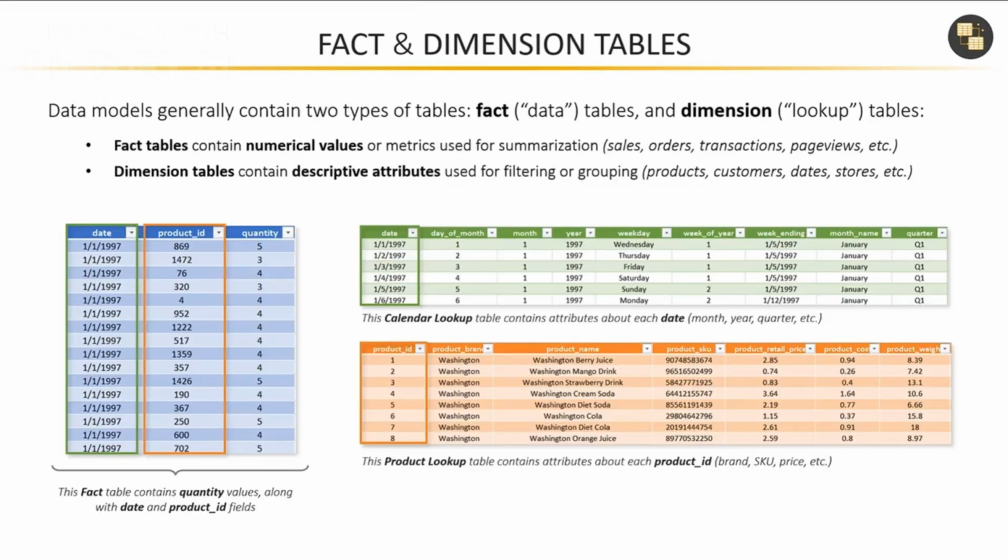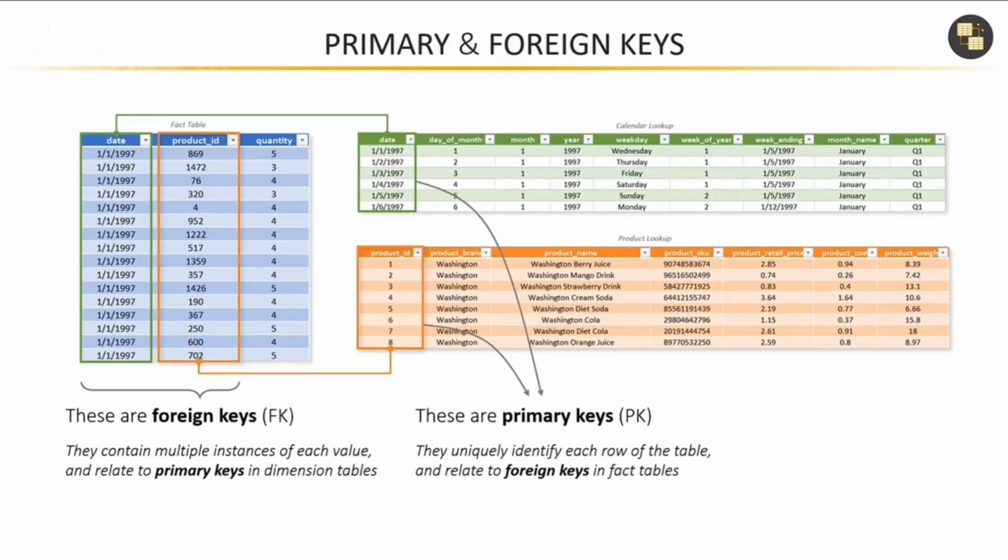Data models typically consist of fact tables, which contain numerical values, and dimension tables, which contain descriptive attributes used for filtering or grouping. Primary keys uniquely identify each row in a table, while foreign keys relate to primary keys in dimension tables, ensuring data integrity.